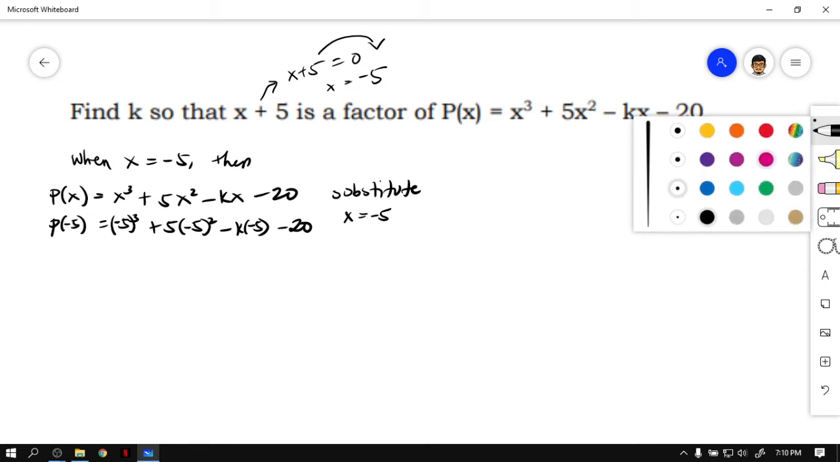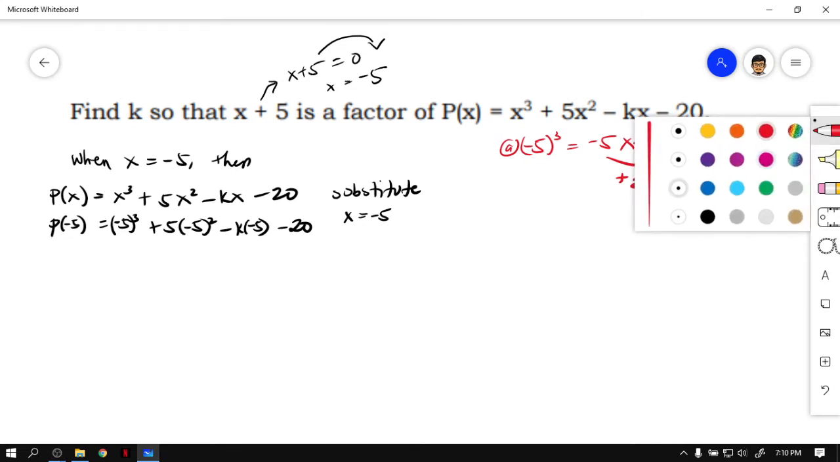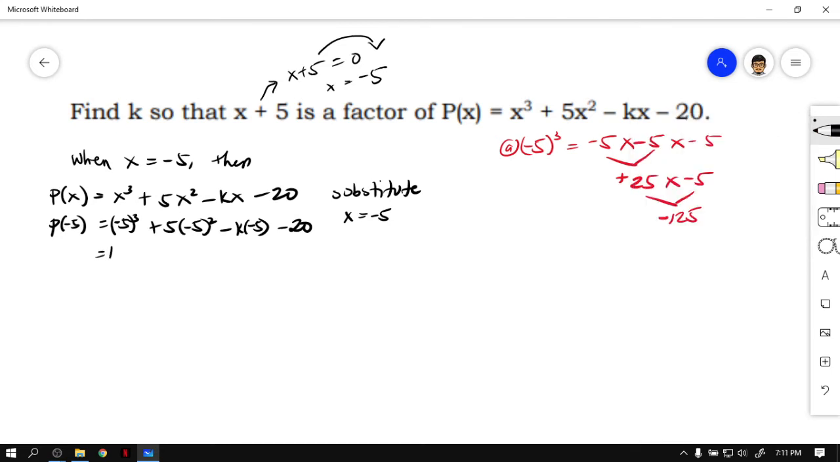Okay, let's evaluate now. We have negative 5 cube. So, that means negative 5 times negative 5 times negative 5, negative times negative, positive, 5 times 5, 25, times negative 5, positive times negative, negative, 25 times 5 is 125. So, negative 125. Ayusin ko lang. This is negative 125.